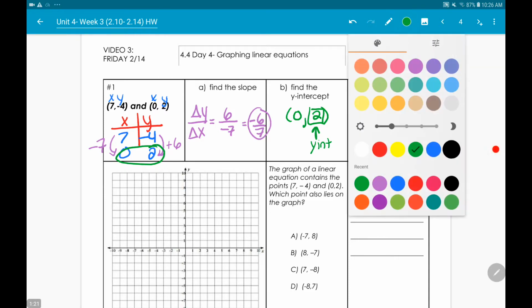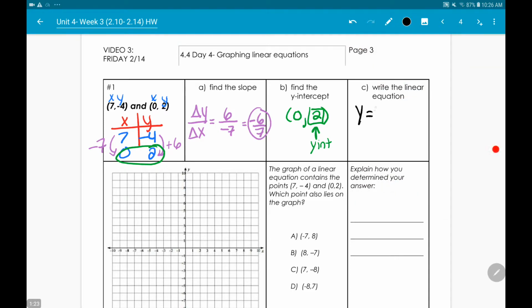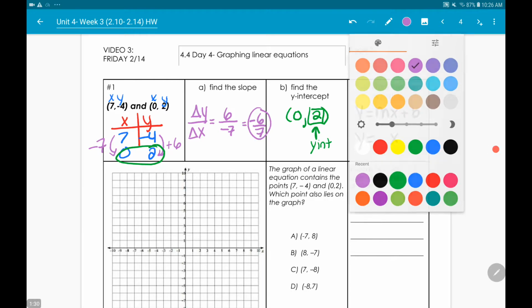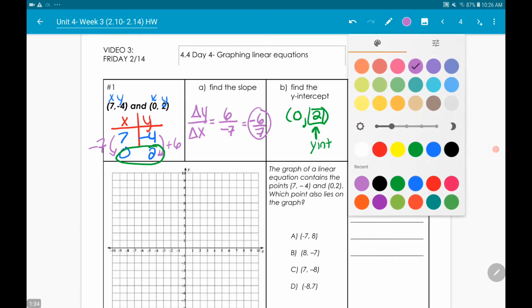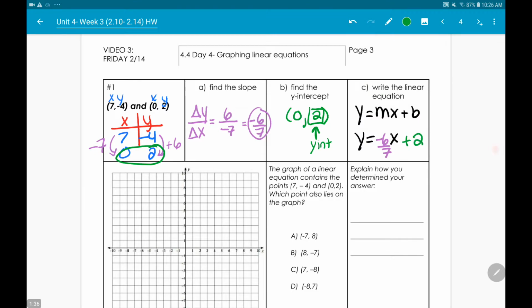All right, so if I write this linear equation, I have y equals mx plus b. So I just plug in my m and my b. So my slope was -6/7 plus 2, which was my y-intercept.